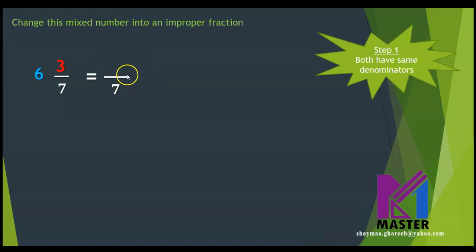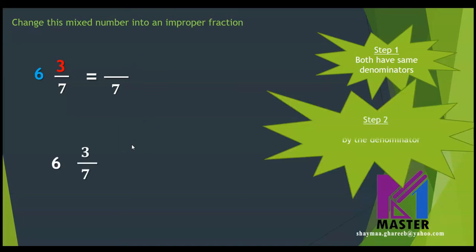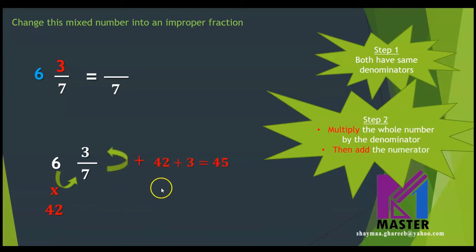And what should I do to get the number in the numerator? I will do 2 steps. First, I'm going to multiply the whole number, which is the 6, by the denominator, which is the 7. 6 times 7 equals 42. Then I will add the number on top, or the numerator. So 42 plus 3 equals 45. So the number here will be 45 over 7. So 6 and 3/7 can be written as 45 over 7. Is this clear?